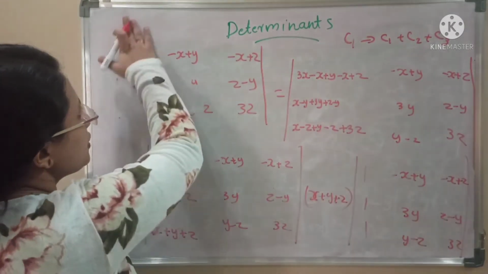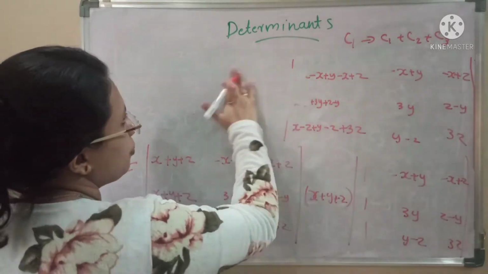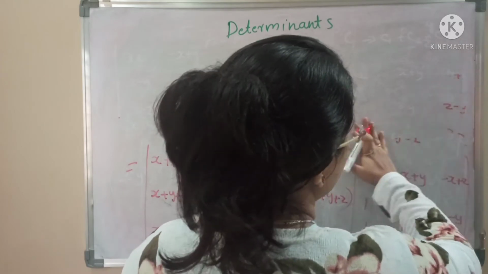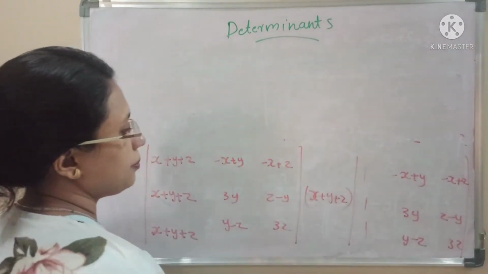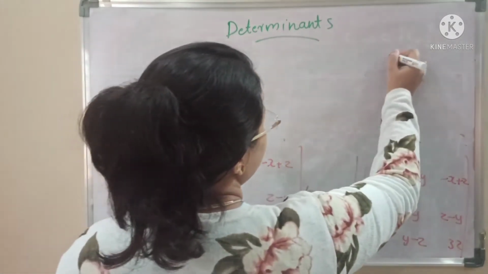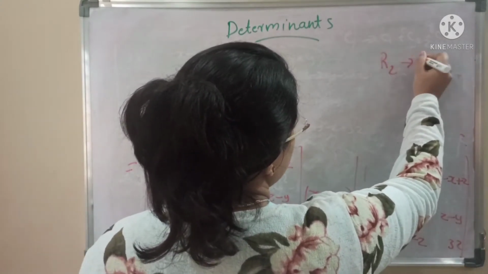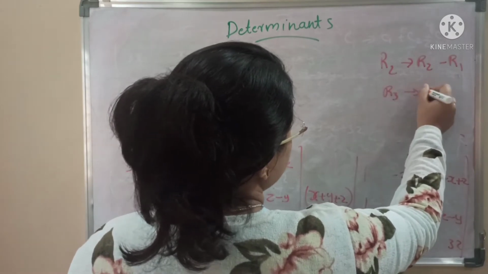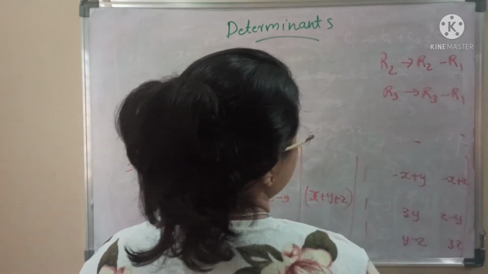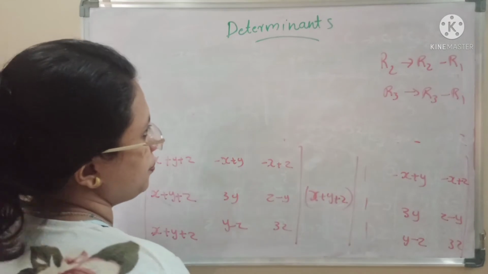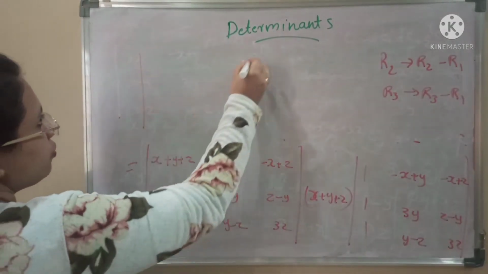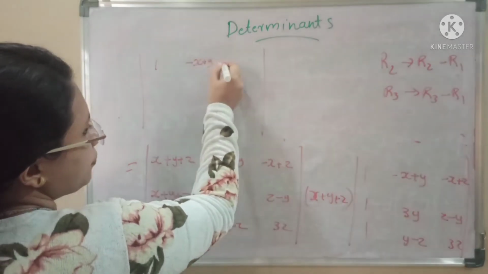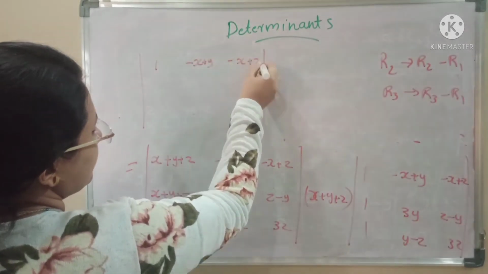So for that I am just applying an operation. Okay, so suppose I am doing R2 as R2 minus R1, R3 as R3 minus R1. Let's do these two operations. Okay, so the first row will be the same, 1, minus x plus y, minus x plus z.